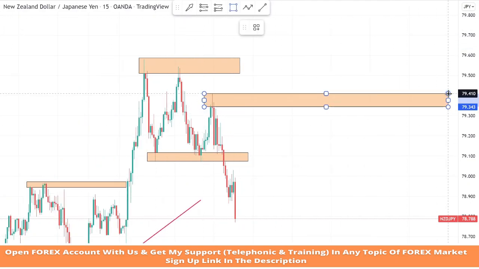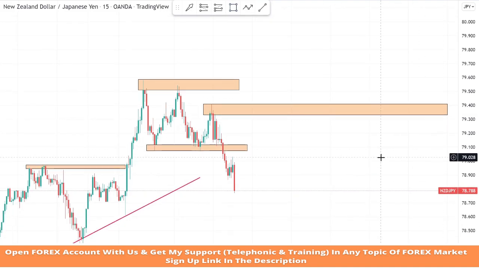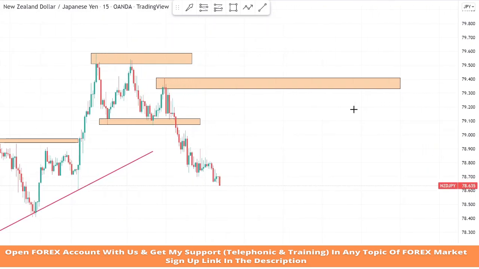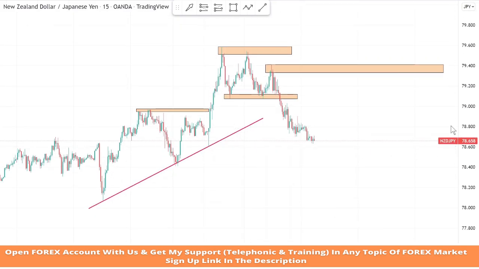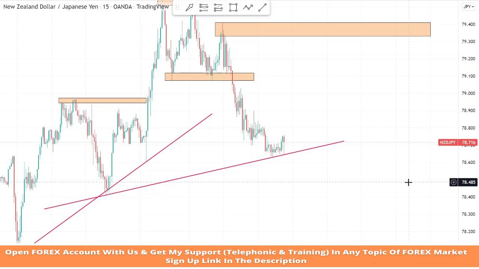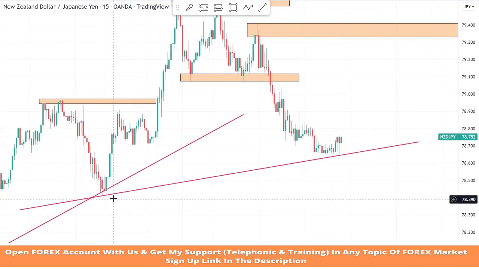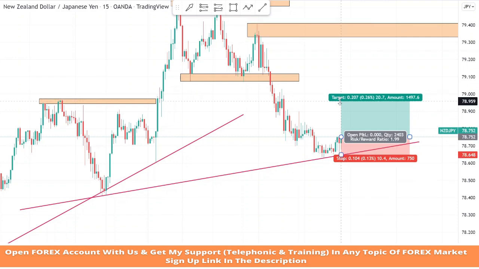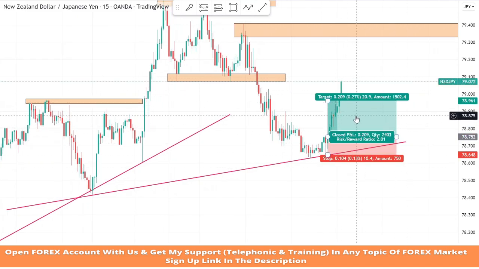We will draw another resistance zone. We will draw another trend line from one point to another point to see market next movement. As we can see, market got rejection from the trend line for the third time and a green candle formed. We will take buy trade. We will set stop loss at last low of the candle and take profit will be 1:2. We won this trade simply.